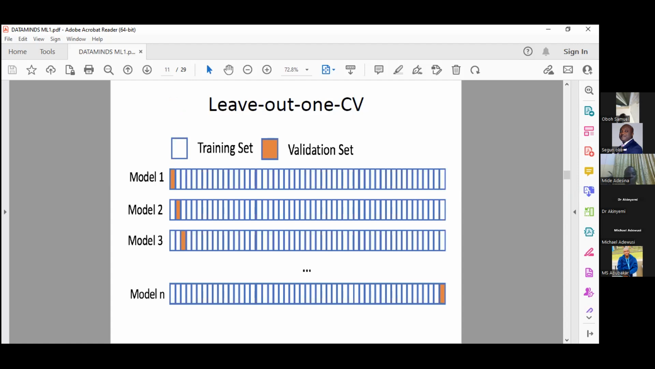Let me proceed to the next type of cross-validation: leave one out cross-validation. Assuming we have 1,000 data points, as mentioned earlier, what we do is test on one and train on 999. In the first iteration, then the second iteration, we go to the next one till we get to 1,000. This procedure is computationally expensive, but it is the most reliable cross-validation.